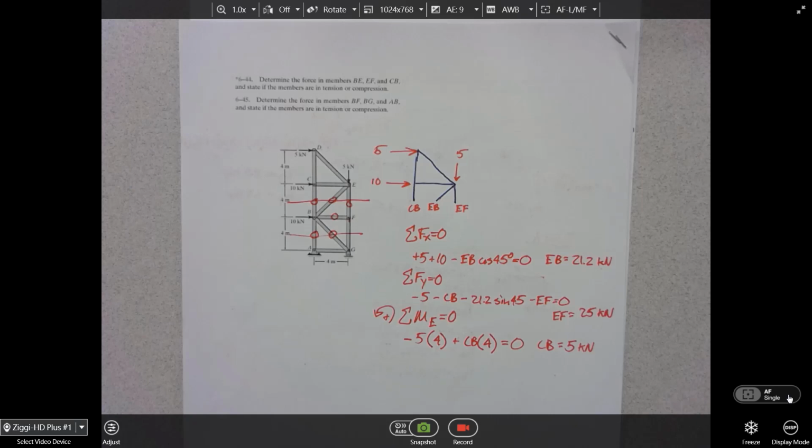All right. So, let's look at the second part here. 645 says determine the force in members BF, that is this one, BG, that is this one, and AB, that is this one. Does anybody see a way I can do this without doing method of joints? You could also cut along the curve.